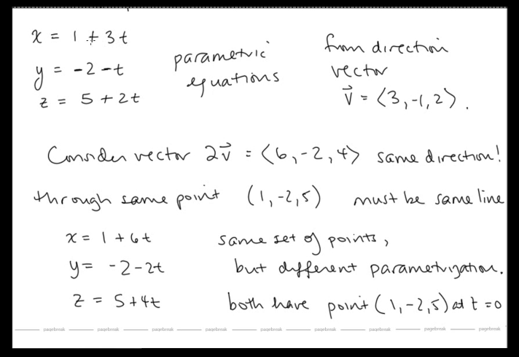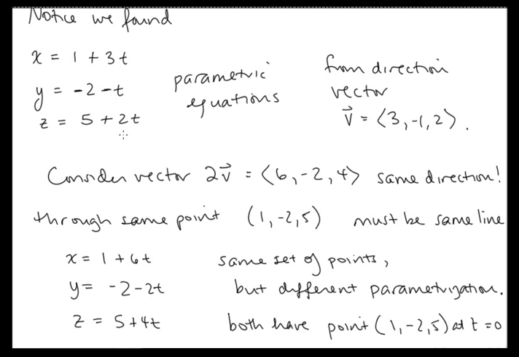And in fact, these parametric equations and these parametric equations represent the same line. It's a different parametrization, but it's the same line. It's the same set of points in three-dimensional space. The difference in the parametrization is that we will be at different points on the line with different t values.